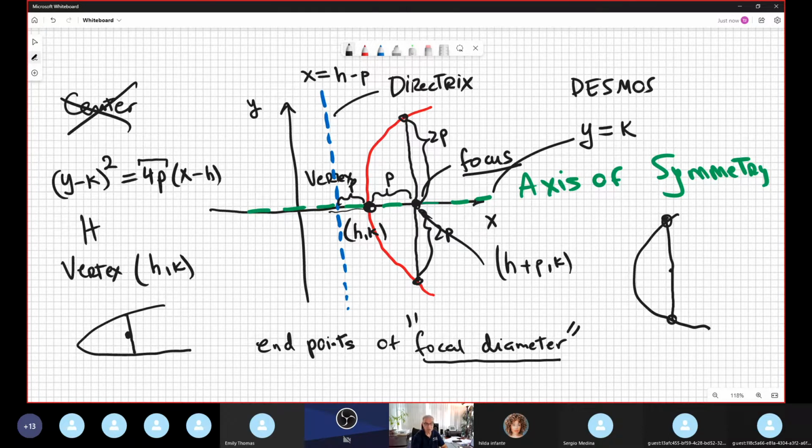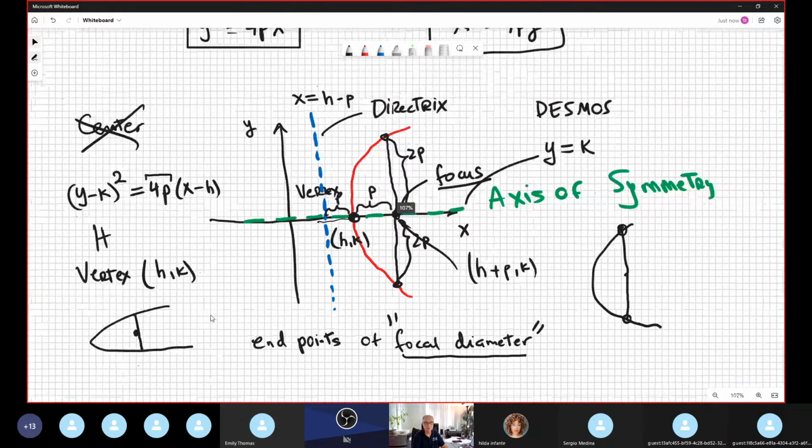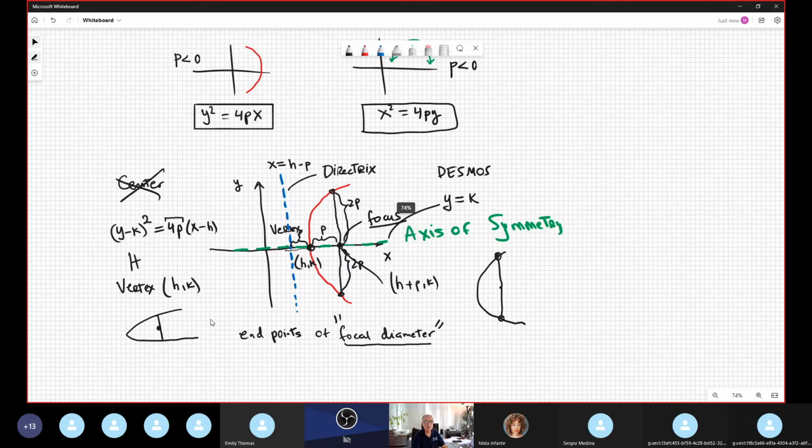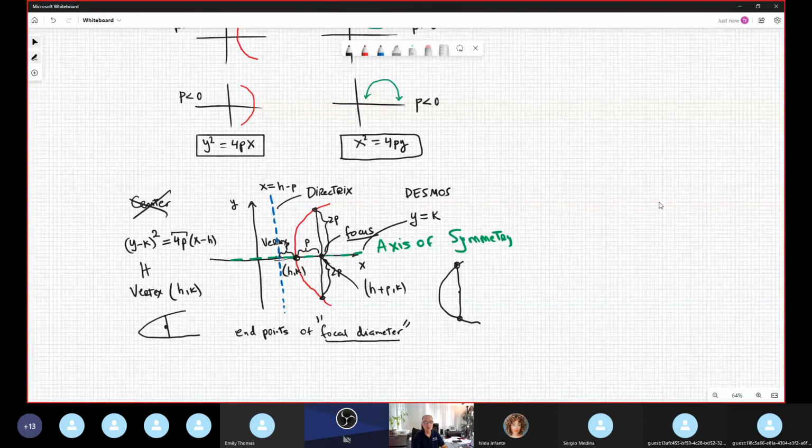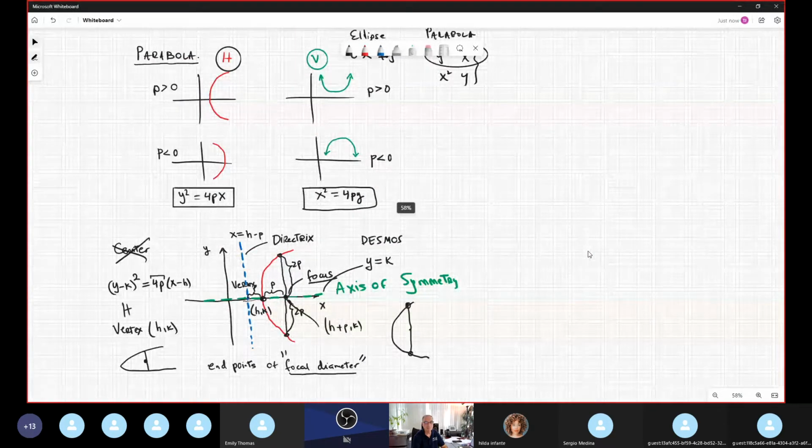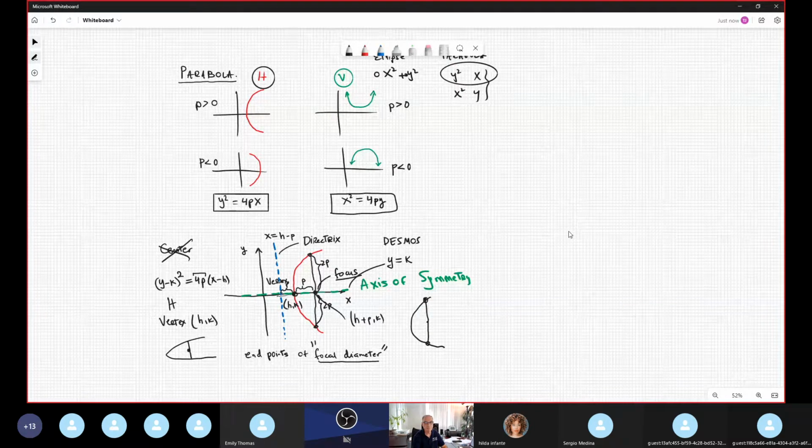Okay, I understand. Let's see an example to clarify this idea, an example to clarify the idea for the parabola. No more secret in the parabola.